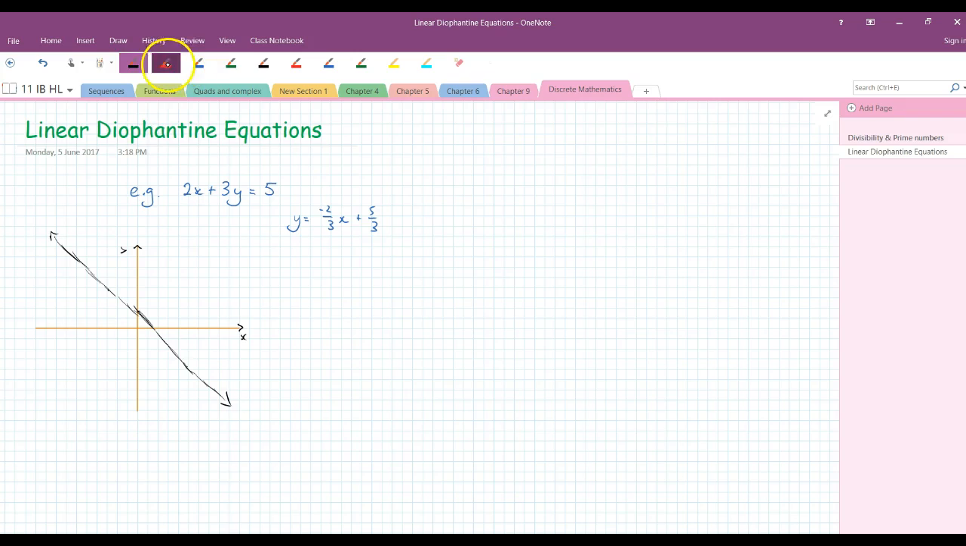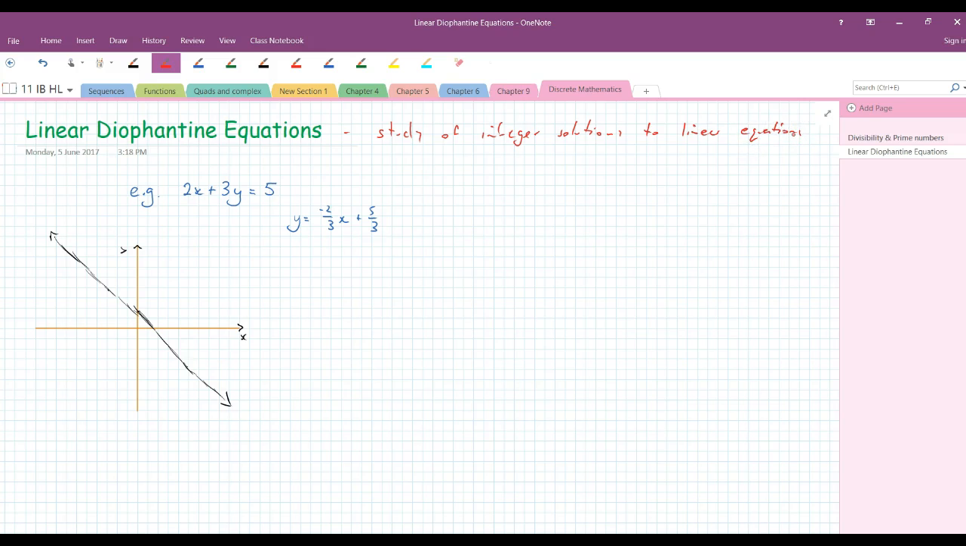However, I re-emphasize the point that with the Diophantine equation, we're interested in the integer solutions. So Diophantine equations are the study of integer solutions to linear equations.